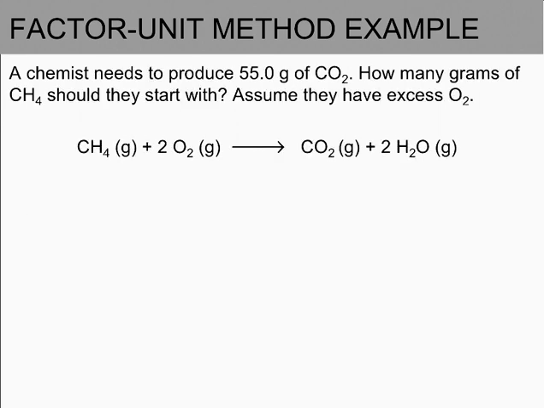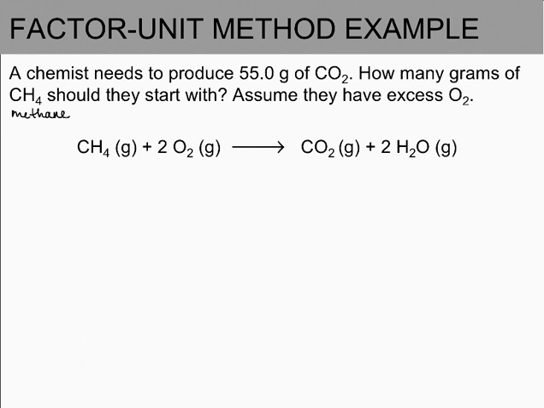Let's say a chemist needs to produce 55 grams of carbon dioxide. How many grams of CH4, or methane, should they start with? Assume they have excess oxygen. So our equation is shown below, and it's already balanced for us. But CH4 is going to react with 2 moles of oxygen to produce 1 mole of carbon dioxide and 2 moles of H2O.